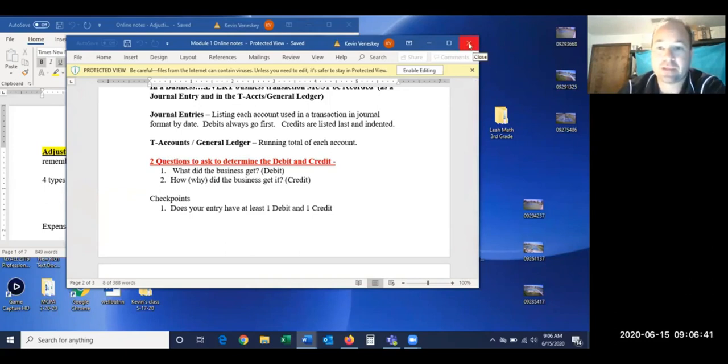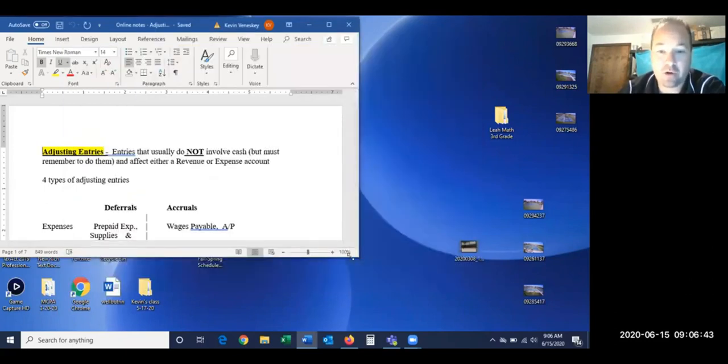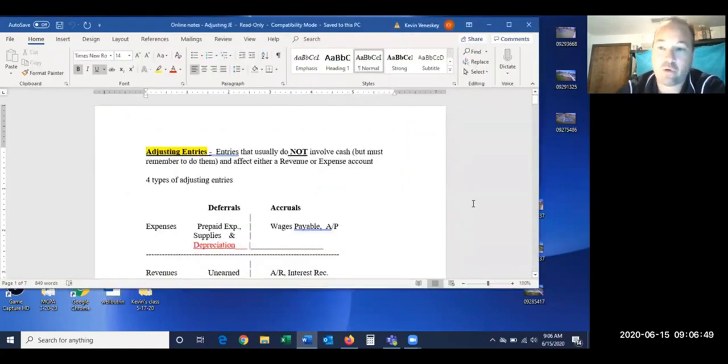Okay, let's bring that down. We're going to bring up our new notes for today. With adjusting entries, I have broken it down into adjusting entries are going to fall into one of 4 categories. And adjusting entries are what you do at the end of the month or the end of the year.